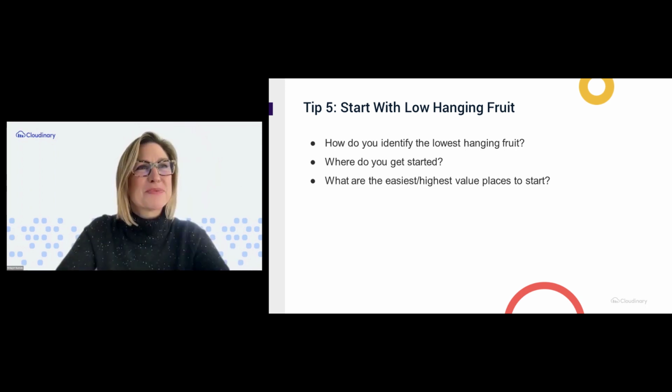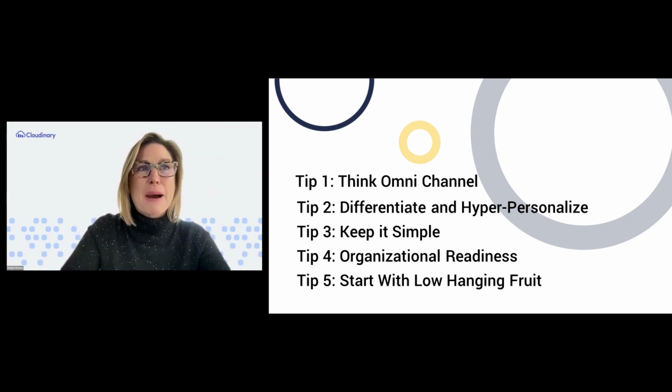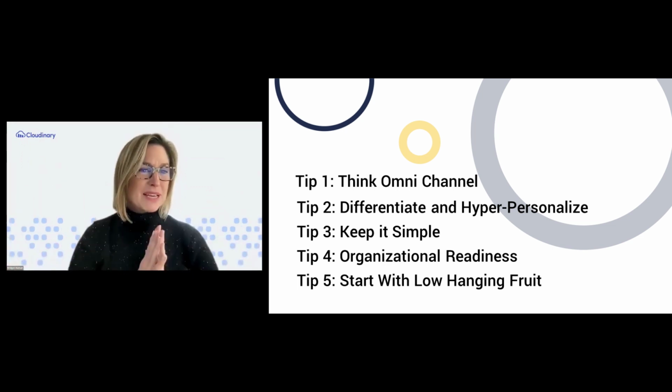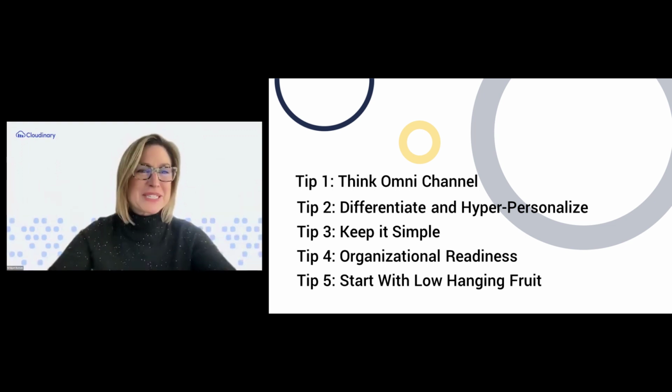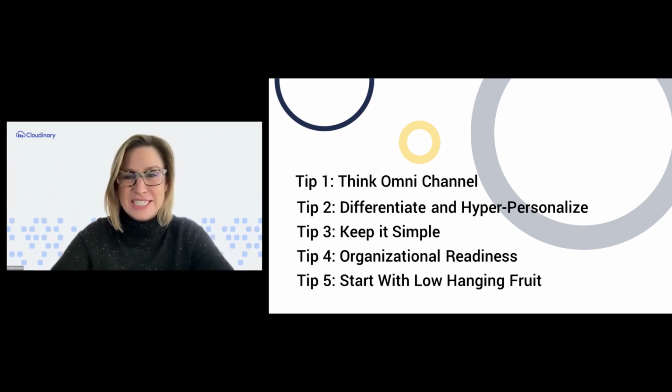Great. All right. So we've done it. We have walked through tip 1, think omnichannel. Tip 2, differentiate and hyper-personalize. 3, keep it simple. That's a great one. Organizational readiness. And lastly, start with the low-hanging fruit. So I guess I want to open it up before we finish up this discussion. John, any final thoughts from your side that we haven't touched on that you'd like to share with the audience?